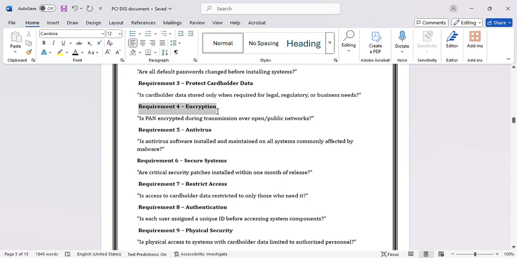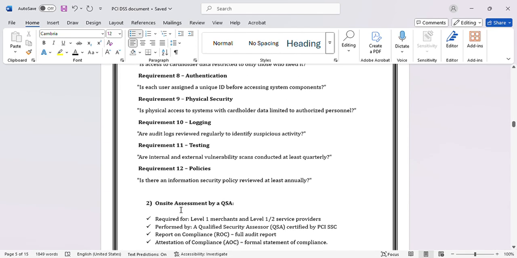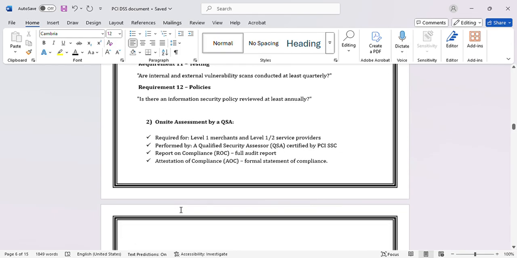Question number four would be related to encryption, AV, secure systems, restricted access, authentication, physical access, logging, testing, policies. You may pause the video if I am going very fast, and you can watch it again if you think I am going really at a catching speed.